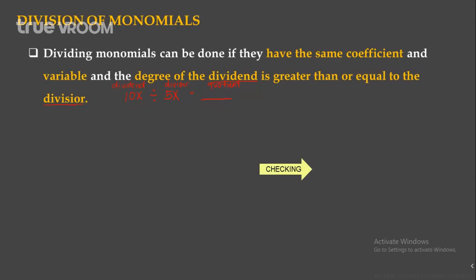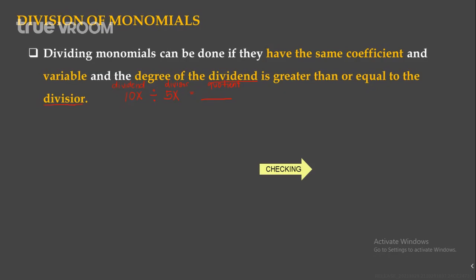Your answer is what we call the quotient. Again, the number that you are going to divide is the dividend. The number that you are going to use to divide the dividend is the divisor. And your answer is the quotient. Understood, everybody? Do you understand dividend, divisor, and quotient? Come on, I need your answer.